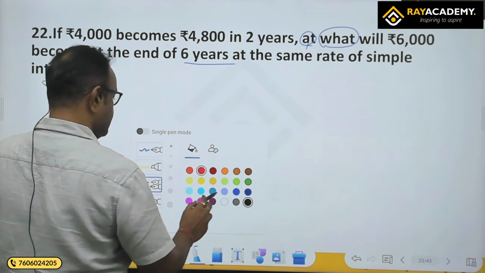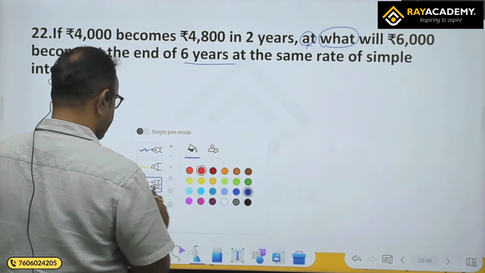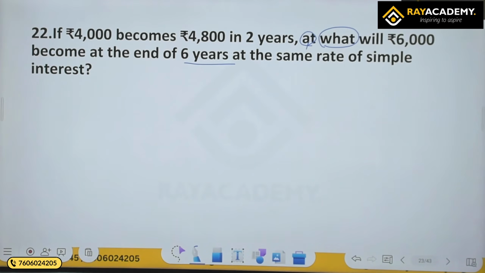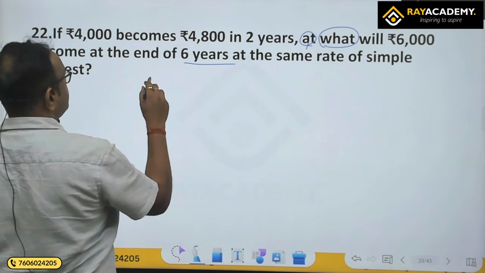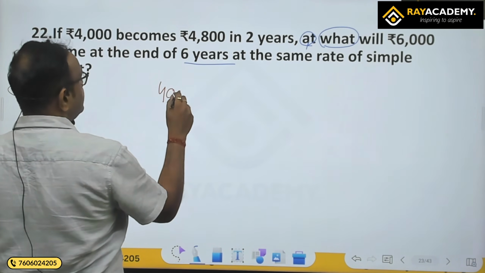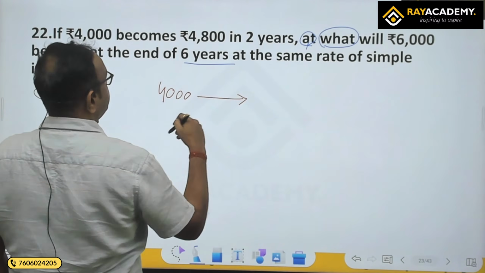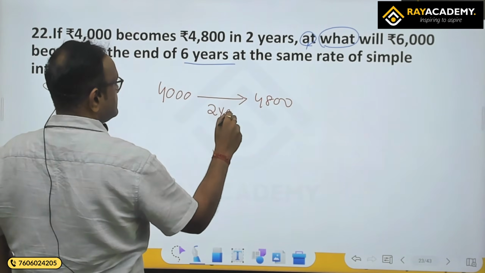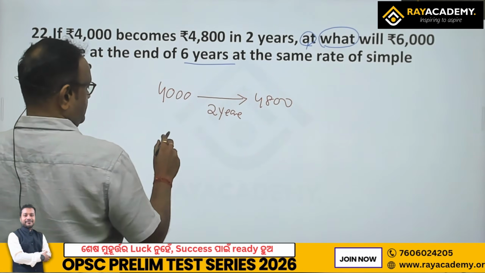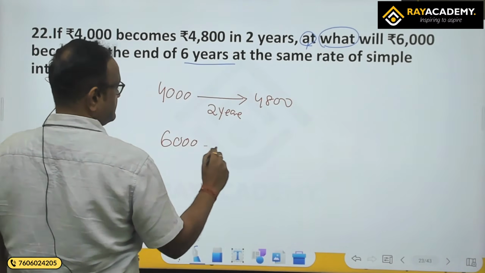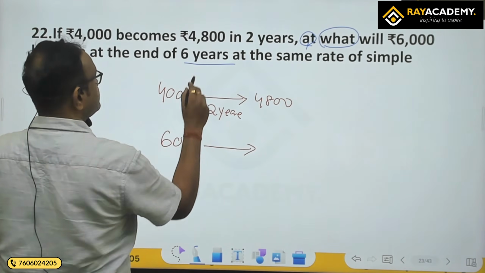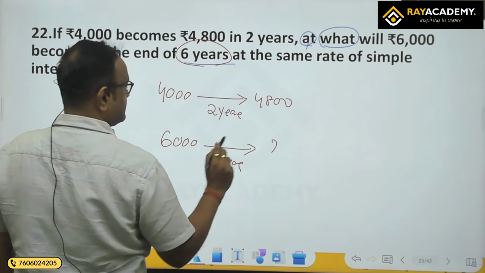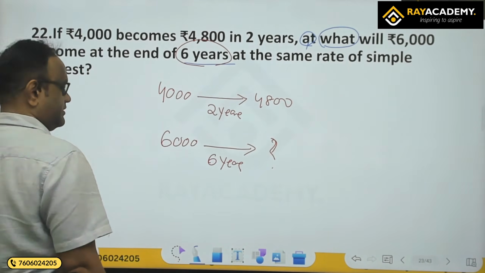Okay, just let me change the pen color. This is a simple interest question. It is given that 4000 becomes 4800 in 2 years, so what will 6000 become in 6 years? This is the question.